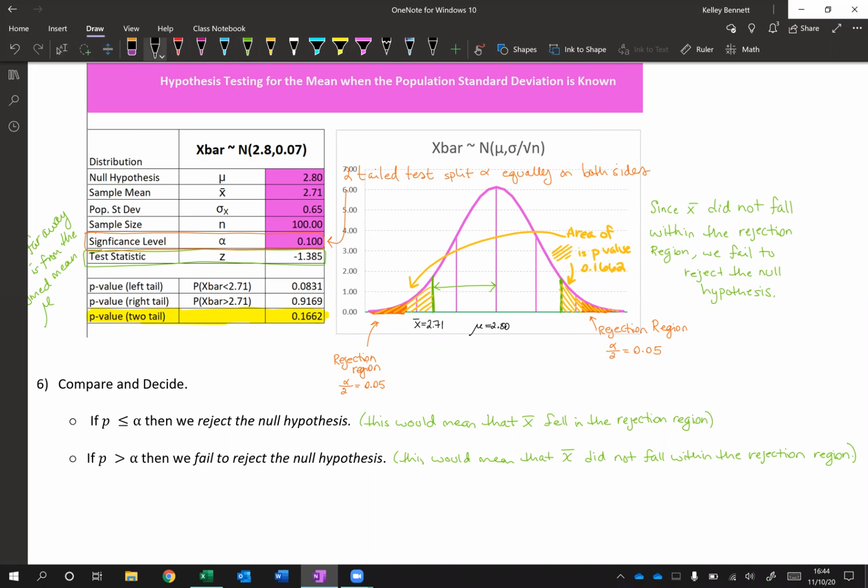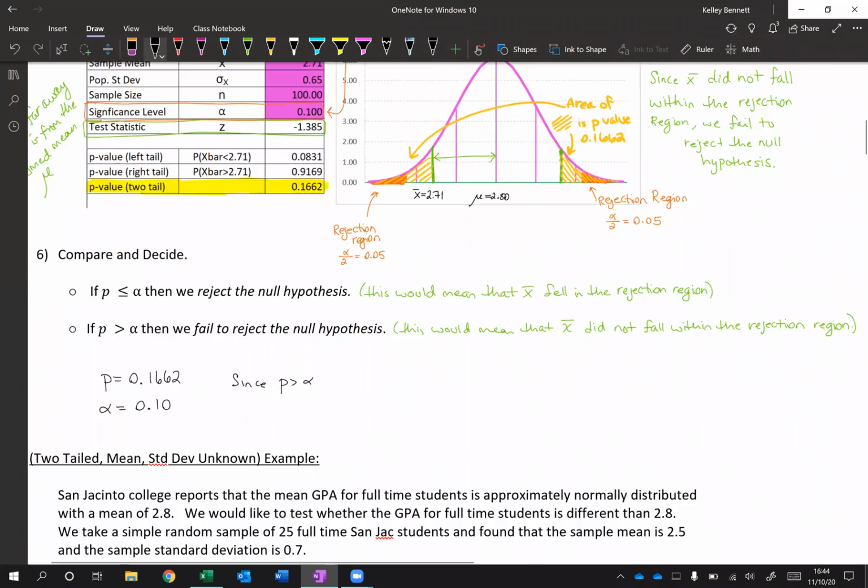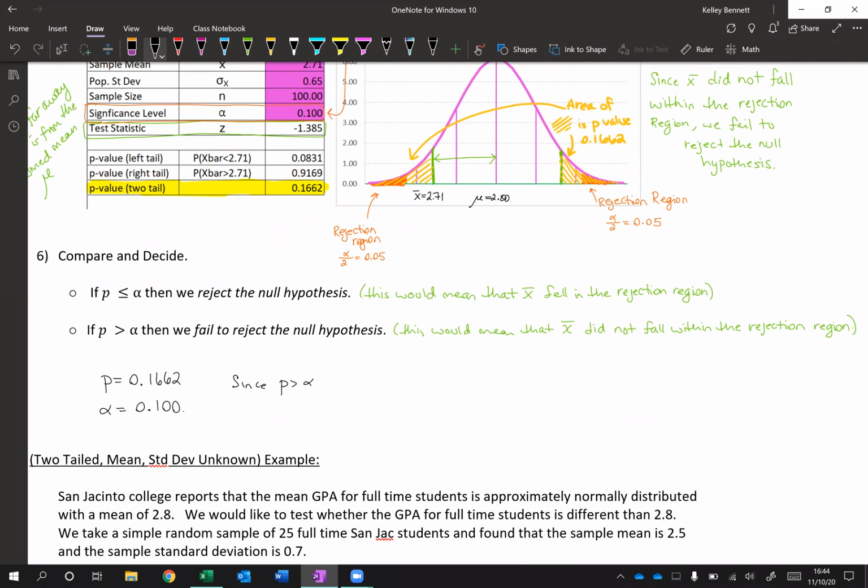So for us, we have that our p-value for our two-tailed test is 0.1662. We know alpha is 0.10. So here, since p is greater than alpha, right? Certainly, if we write alpha like this, it kind of makes more sense to say 1662 is bigger than 1000. So since p is greater than alpha, and let's write it as a full statement, we fail to reject.